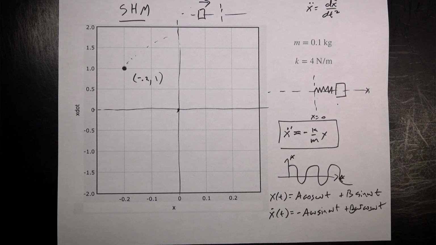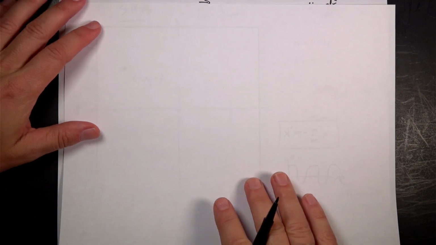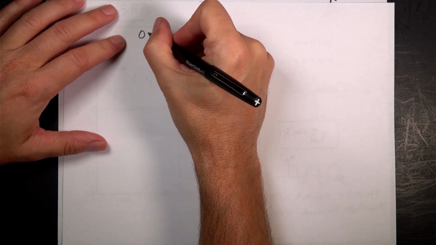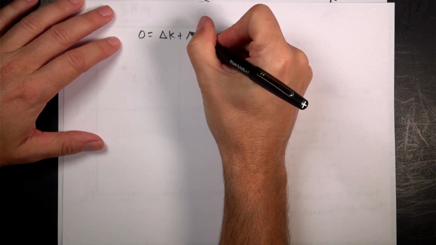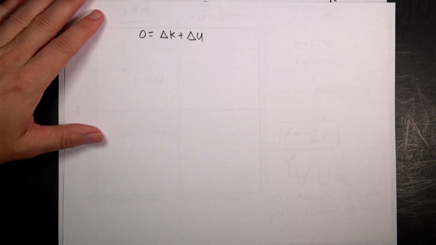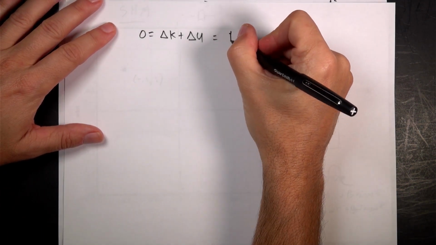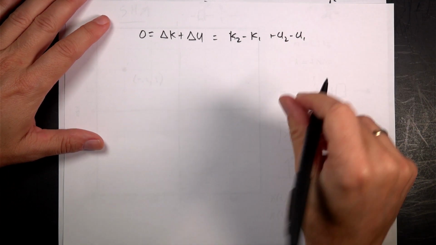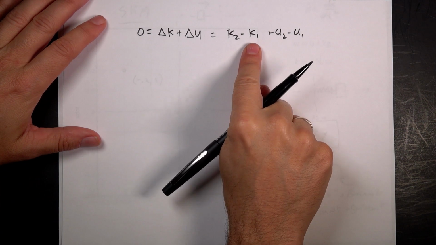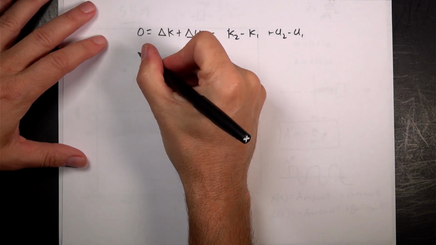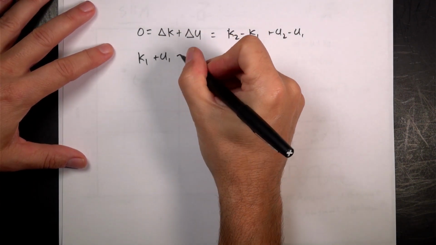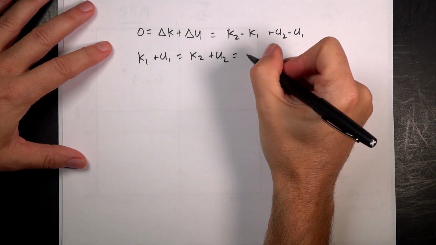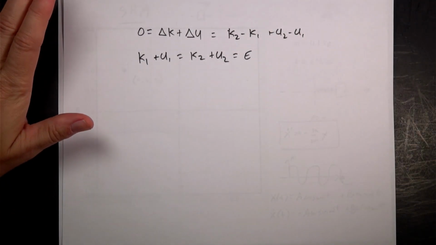So let's do that. Let's say I have the system consisting of the spring. The work done is 0, and that's the change in kinetic energy plus the change in potential energy. So I could write this for any 2 points: k2 minus k1 plus u2 minus u1 equals 0. Now I can add k1 and u1 to both sides. I get k1 plus u1 is k2 plus u2, and that's the total energy. It's constant, in this case, because there's no work done on it.